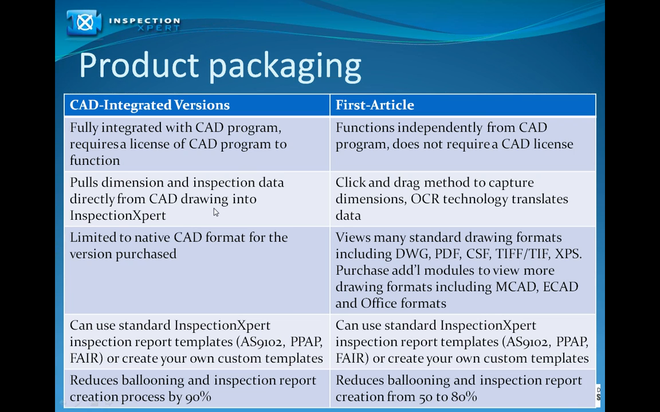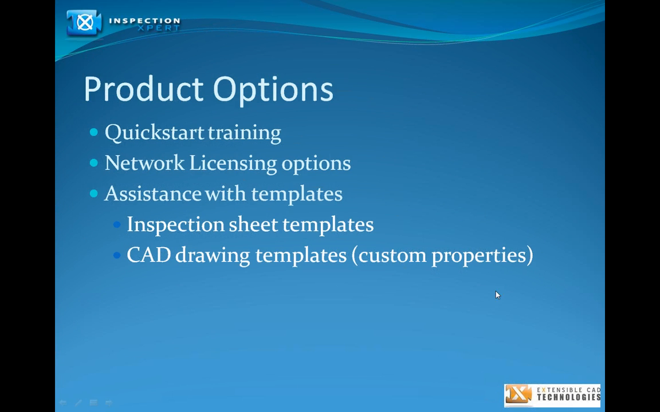Some product packaging that we see: the CAD integration versions do require the CAD program. They pull the actual dimensional data, versus the first article, as I was saying, does not require the CAD, and it uses optical character recognition. The biggest benefit to first article is the fact that you can pull in all sorts of different formats. So if you're not just inspecting SOLIDWORKS drawings, and you have vendors coming in and giving you all formats, then first article is going to be a better fit for you.